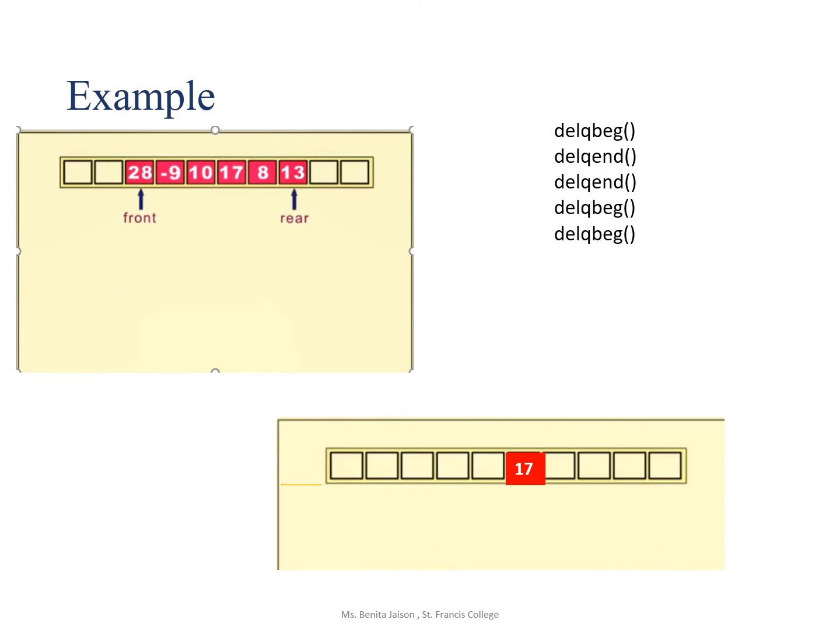Deletion of deck example. In the given example of deck with the elements, if you perform the following operations: delete at the beginning, delete at the end, followed by delete at the end, delete at the beginning and one more delete at the beginning, which all elements will be left out in the deck.